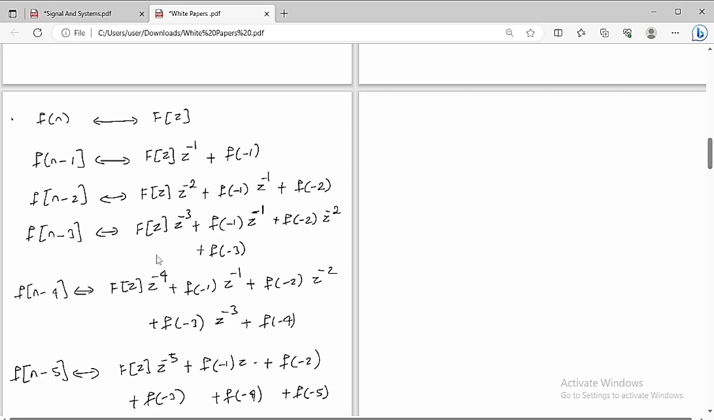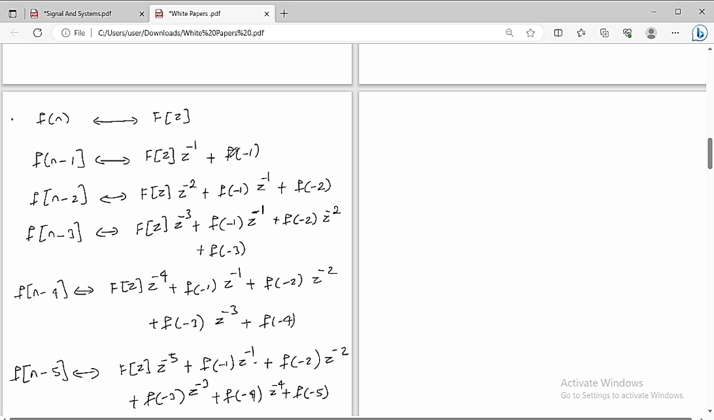So minus 1 means here also minus 1, minus 2 means here also minus 2. Then minus 3 means here also minus 3. Then minus 4 means here also minus 4. So listen carefully, I will give you the shortcut. So f of n means f of z. So here f of n minus 1 means f of z into z to the power of minus 1.